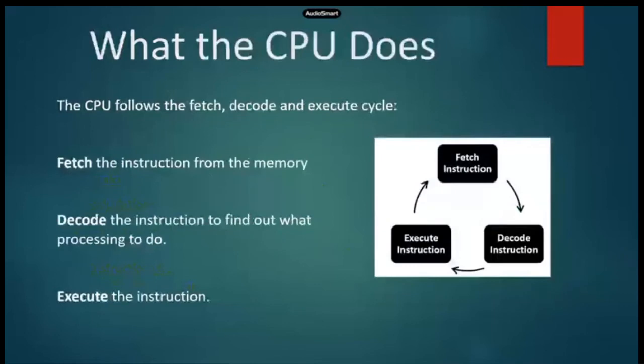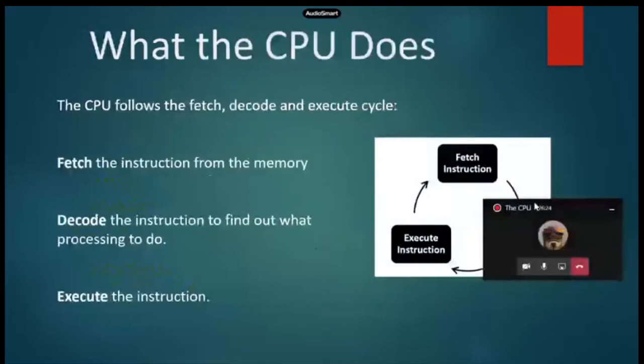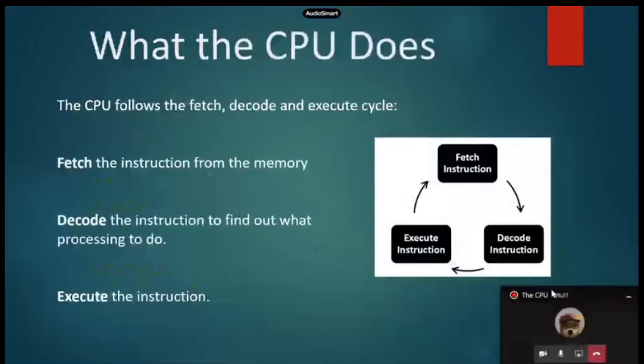So what the CPU does, okay, so the first one is it will fetch, and because it'll then fetch, we are then looking for a decode part. It'll fetch it from the memory. So whatever the instruction is that's needed, it'll then go and fetch it.